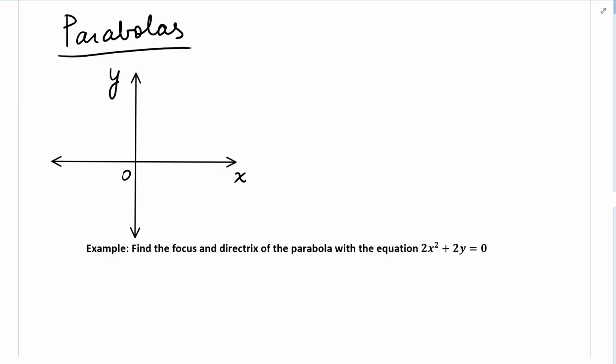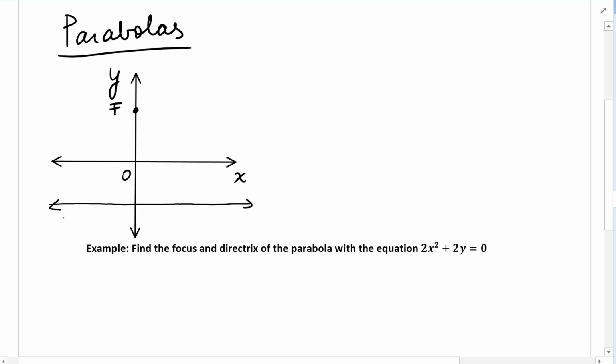In this video, we'll talk about parabolas. A parabola is the set of points in a plane that are equidistant from a fixed point F, called the focus. So I'm going to place the focus point here. And a fixed line called the directrix. Let's draw the directrix here.